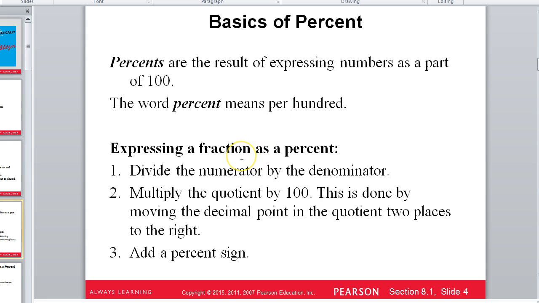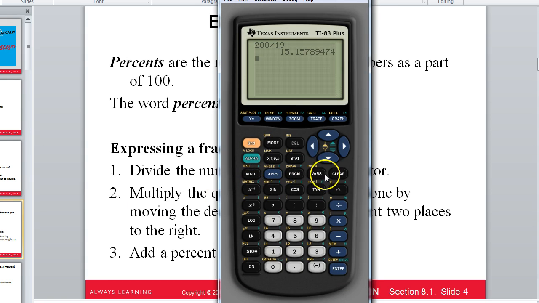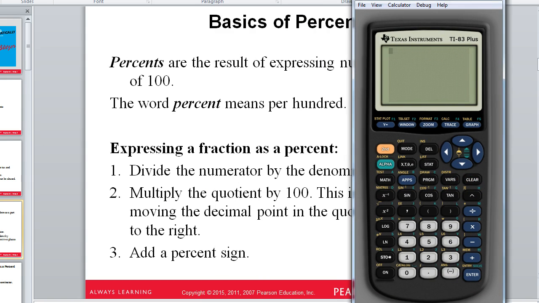And then if we want to start off with something basic, like expressing a fraction as a percent, you're going to take the numerator divided by the denominator. Remember, a fraction means division. And then once you get that, you're going to multiply that by 100. You'll get a decimal. You multiply that decimal by 100, and then you'll have the percent.